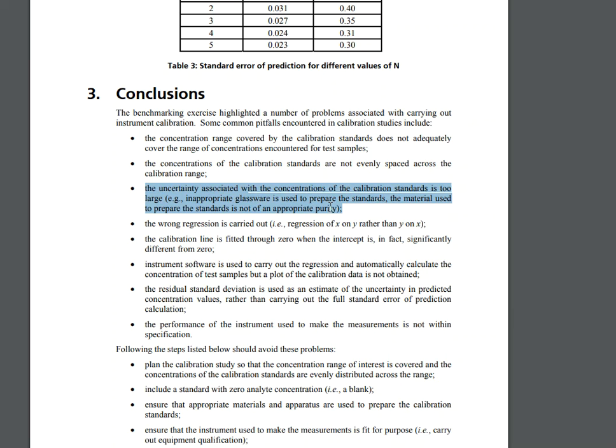The next one, it says the wrong regression is carried out. Regression of X on Y rather than Y on X. So that basically means you're getting your axes flipped. Concentration should always go on the X. Signal should always go on the Y. They found out that people like to flip those axes. Don't flip them. Something else with wrong regression, you're not picking a linear regression. It should be linear regression almost every time in a laboratory, but we've talked about all of these other options as well that are out there that could be used, but in a laboratory, linear is preferred.